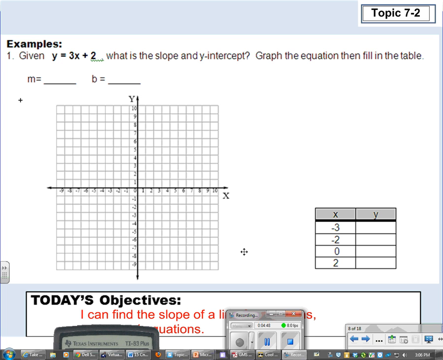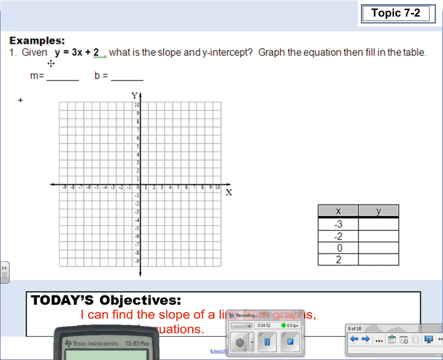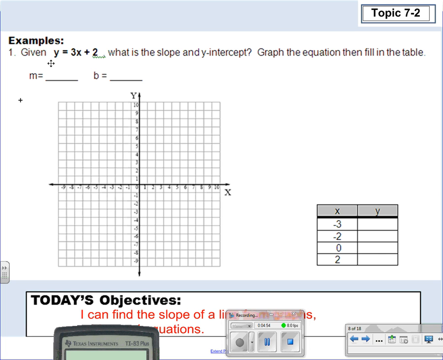First thing we're going to do is write that y equals mx plus b either above or below the equation that's given. So we write the y equals mx plus b, I'm writing it below our 3x plus 2. When it's written this way, I can tell that the m corresponds with the number in front of the x. So in this case, our m is equal to 3.